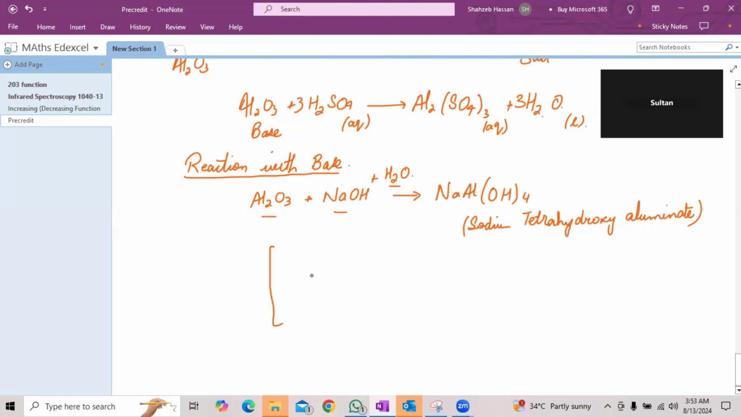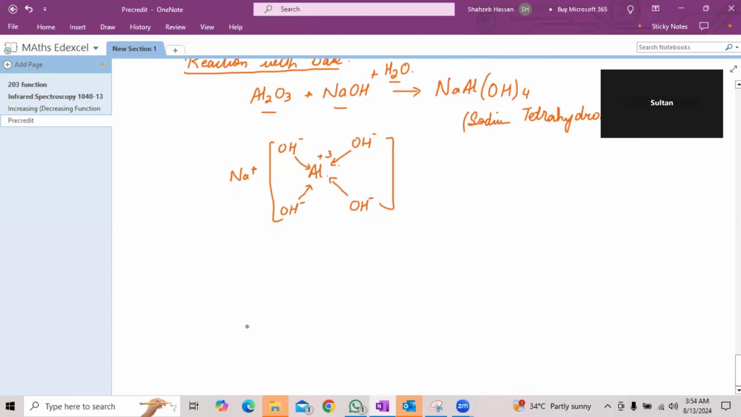Sodium is basically present outside, and aluminium would be here with four OH groups that are pointing towards aluminium like this, and this OH would be like this. So what is going to happen around there? That sodium would be at this place, with the positive charge. Is that clear?